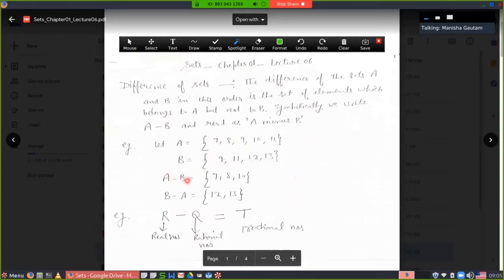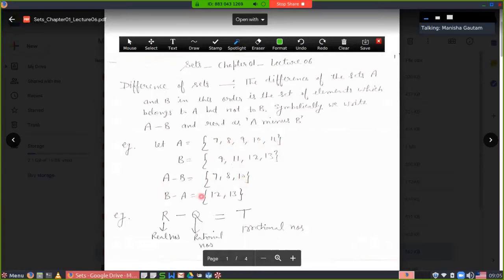Delete all the elements from A which belong to B. Those are the elements 9 and 11. Now what is left? 7, 8 and 10. So this is the A minus B set.